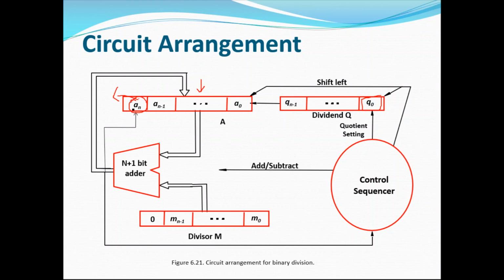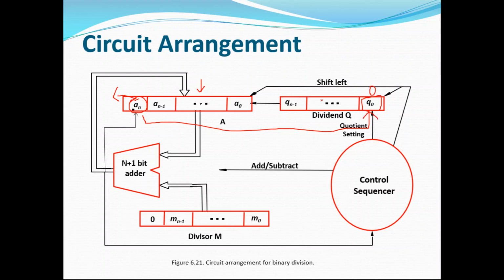If it is 1, again the same story. If it is 1, it is a negative number, so add M with A and store the result in A and do the same thing. If this bit is 0, then Q naught will become 1.